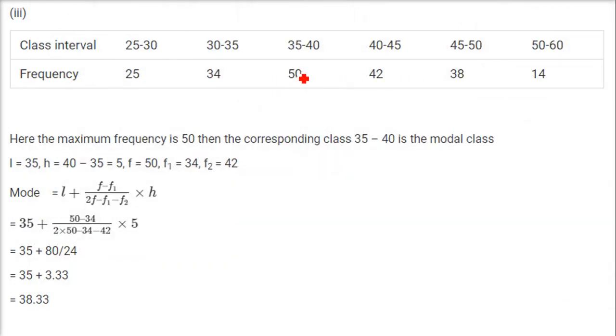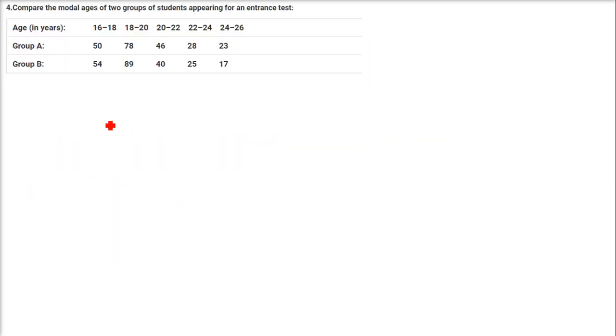Again here we'll find out the maximum value. Which is the maximum value? It is 50. So this will be L, this will be F, this will be F1, this will be F2. 30 minus 25, which is 5, H is 5. So what do we get? L is 35, F is 50, F1 is 34, and F2 is 42, and H is 5. So put in the formula, we get mode as 38.33.